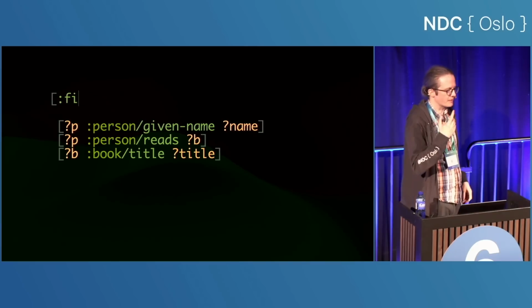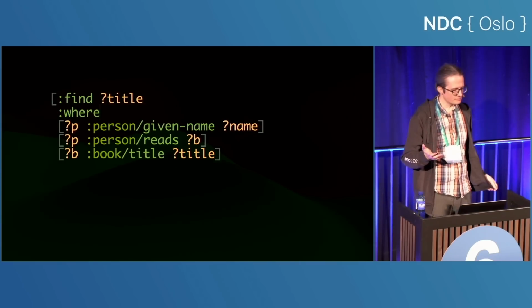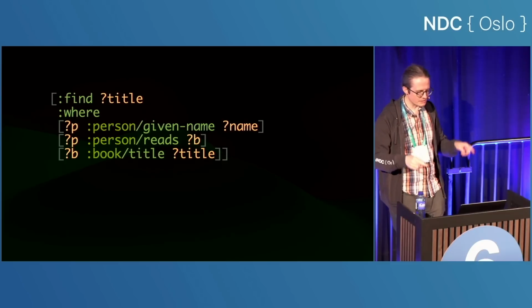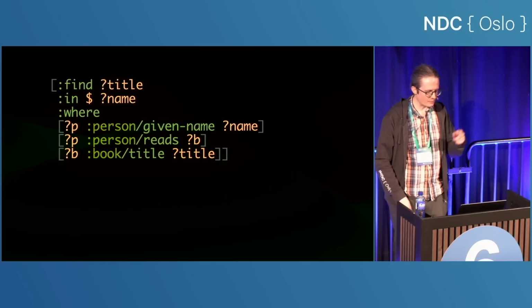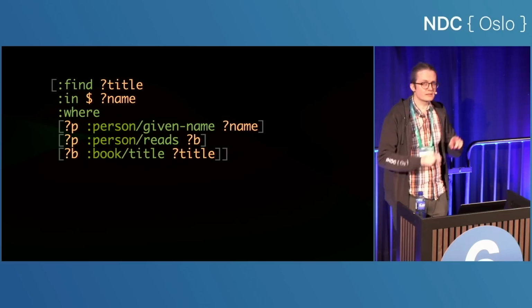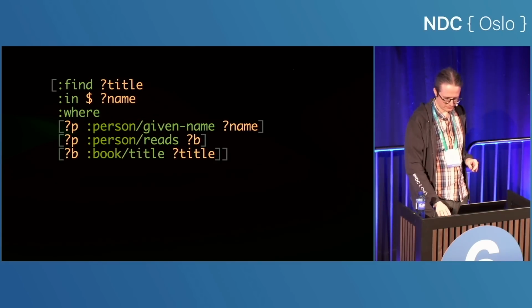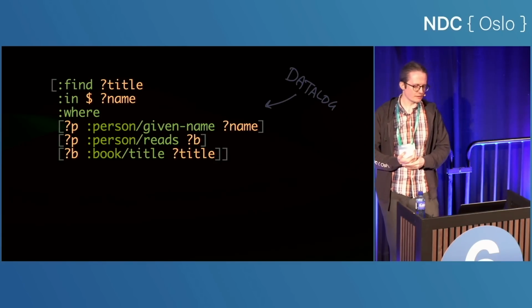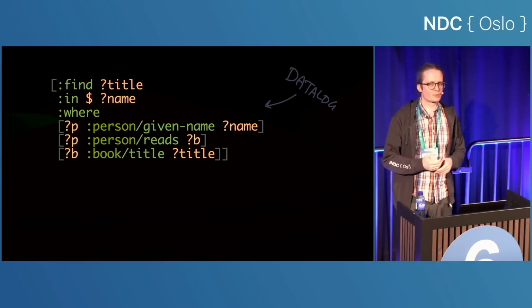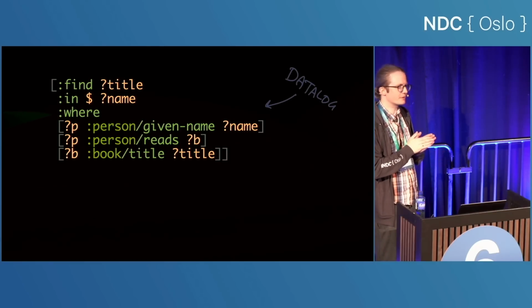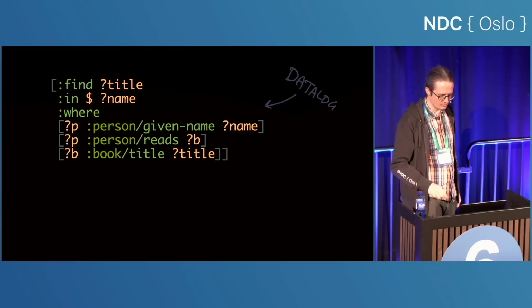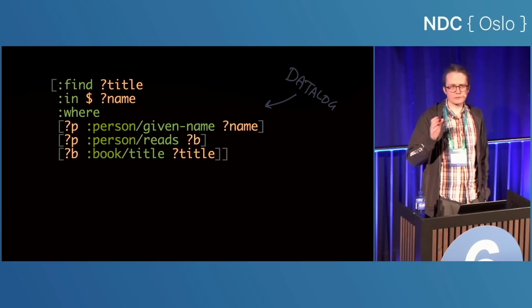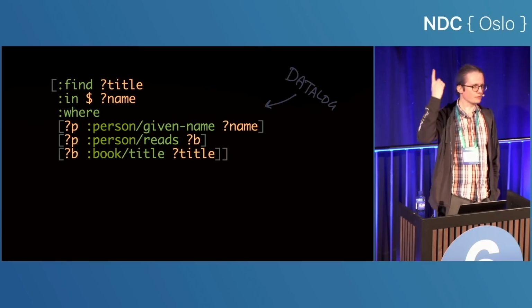So to find something here, we will find, for instance, the title, where this holds, and we have to pass in some parameters. So we're passing in the database and the name. And the thing that you are looking at now is actually Datalog, which is a Prolog-inspired query language from the 70s. And this is what Datomic uses. Side note, you can use SQL as well, but hey, look at this cool stuff.